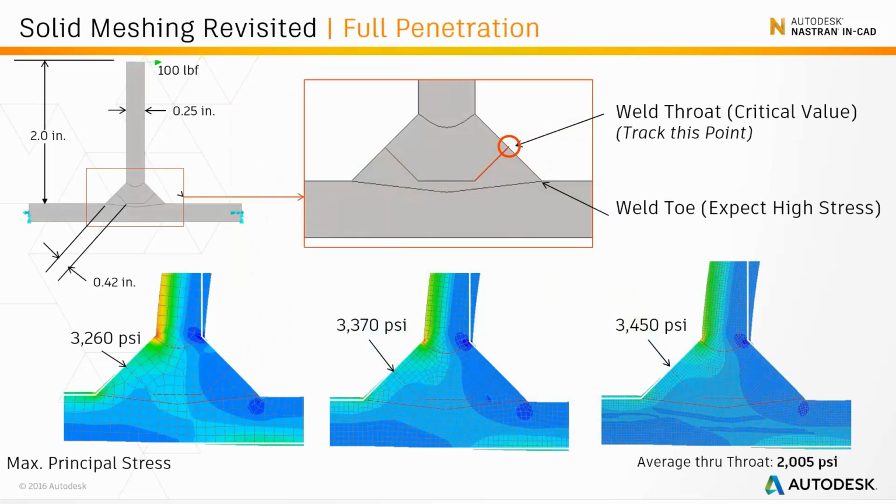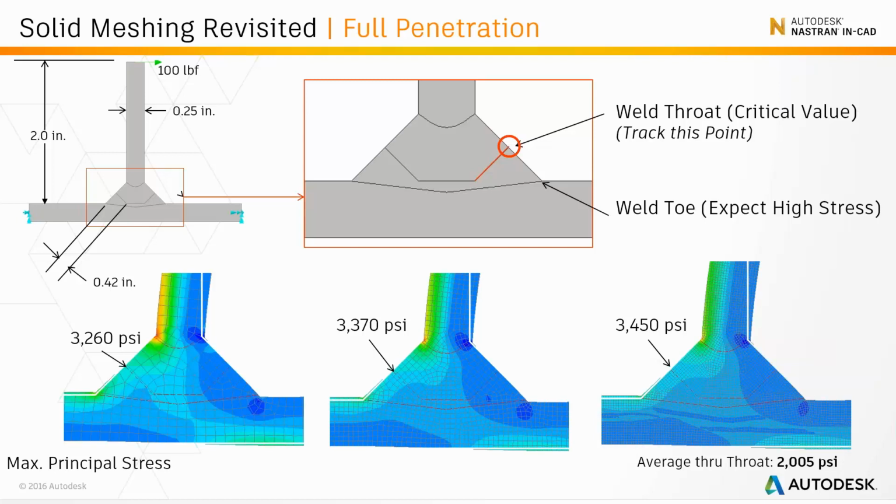So here's the example of using a solid mesh, and we've represented this as a section through the model, and this is what's known as plane stress. Taking into account that we're interested in results at the weld throat, see how convergence is actually achieved relatively quickly.